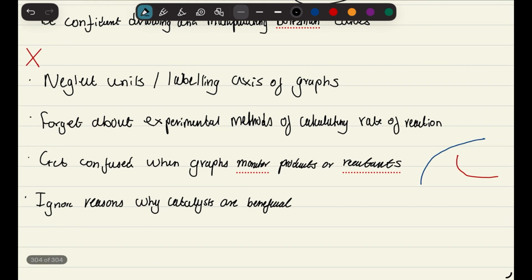Now, my handwriting's gone a bit pear-shaped here. I was very tired. But in terms of what not to do: units, or labeling axes, really important. And we saw it in the mark scheme. Make sure you know those. Experimental methods for calculating rates. They can ask you a 6-marker practical question about that. So make sure that you know, and you should have done those experiments in class, I believe.